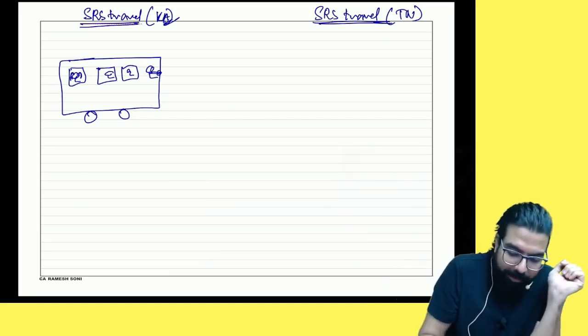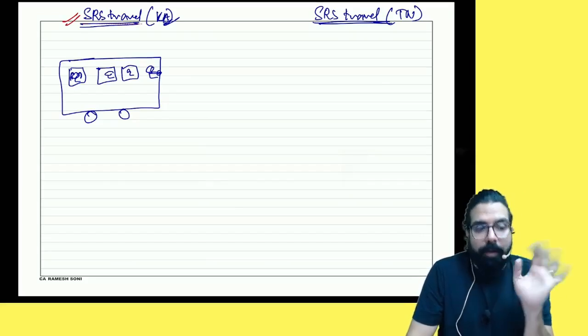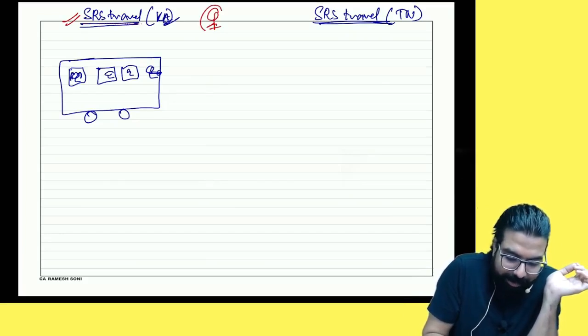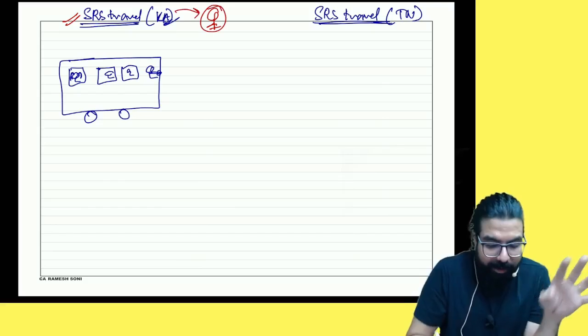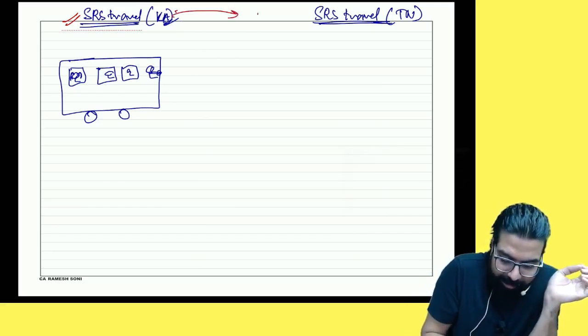Not by the bus. It is given by the company SRS Travel. What is the service given? So basically, when passengers are coming, they are selling the ticket to the passenger. Do you guys agree? So passenger transportation service, is it a supply? First of all, tell me. They are selling a ticket to the passenger.